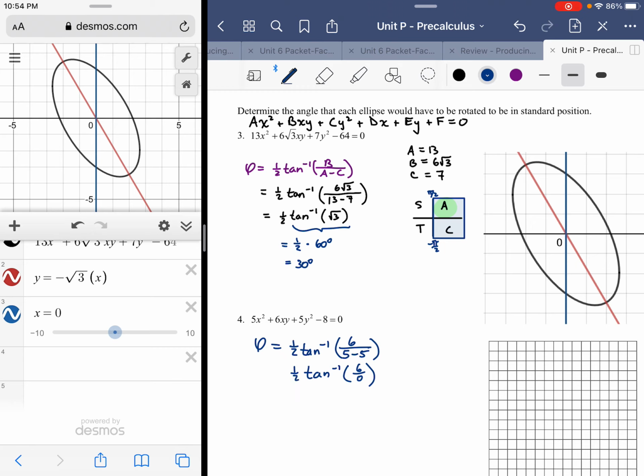All it means is we've got to be thinking about where tangent is undefined. Well, tangent is undefined wherever cosine is equal to 0. So it's going to be a y-axis value. All right, so we're talking about a 90-degree rotation here. So this part would be 90 degrees. So we're looking at 1/2 of 90, which is going to be 45 degrees.